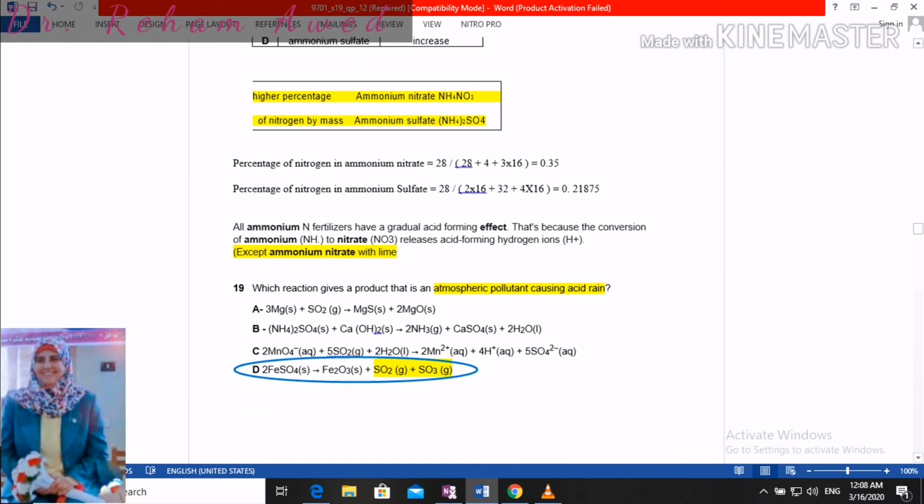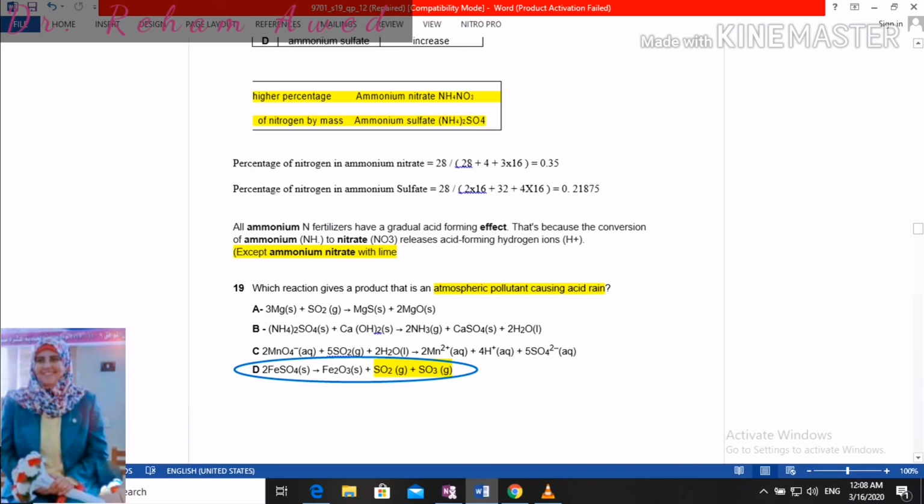Which reaction gives a product that is an amphoteric pollutant causing acid rain? We know that the main causes of acid rain are sulfur oxides and nitrogen oxides. In the first equation, we react magnesium plus sulfur dioxide to form magnesium sulfide plus magnesium oxide. They are solids. We don't have any gases.